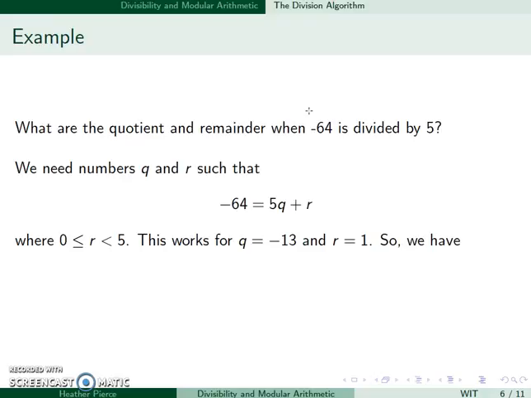So if you divide 64 by 5, you would actually get a quotient of 12. However, if I let q be equal to negative 12, then this term right here would be negative 60, and I would need r to be negative 4. However, this doesn't satisfy my condition. So I have to decrease it to negative 65 in order to make this r positive. So negative 13 is negative 64 div 5, and 1 is negative 64 mod 5.